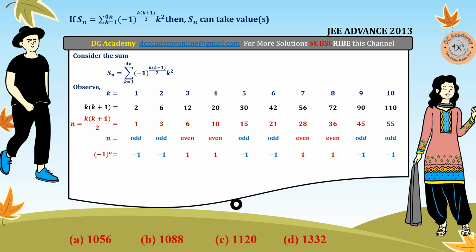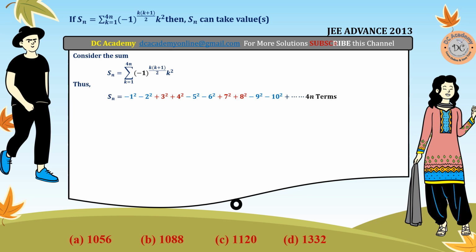Sn will obviously be 1 square, 2 square, the first two terms with negative sign, then 3 square, 4 square with positive sign, 5 square, 6 square with negative sign, and so on. This summation ends with 4n terms. So we're able to rewrite the summation now. Let's go ahead and proceed to find this summation.